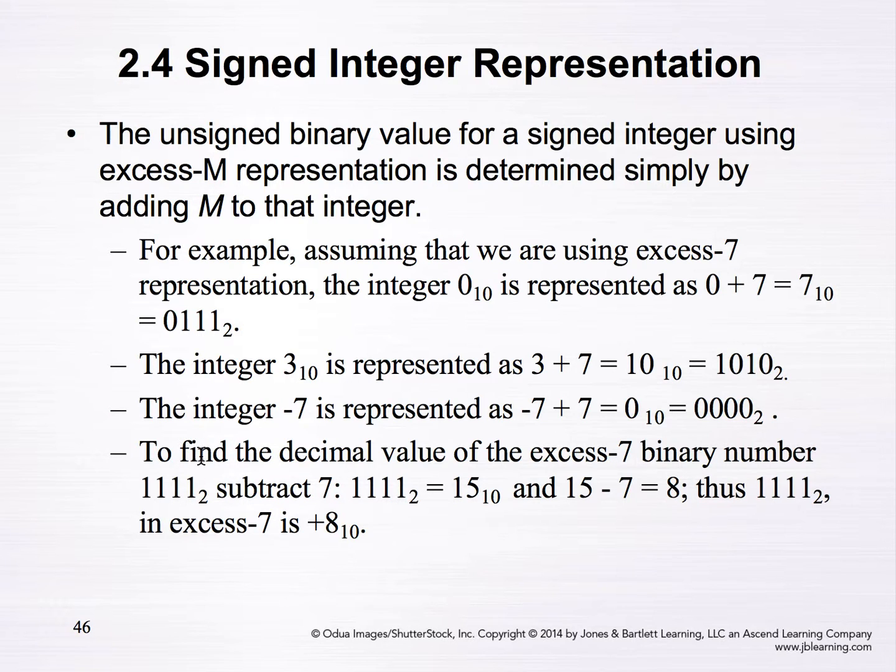How do we find the decimal value of an excess-7 binary number, for example 1111? In order to do that, we just subtract 7 from the result. Basically, 1111 in binary converts into decimal 15. From 15 we subtract 7, and we get 8. So 8 is the value of 1111 in binary in excess-7, with the value equal to 8 in decimal.